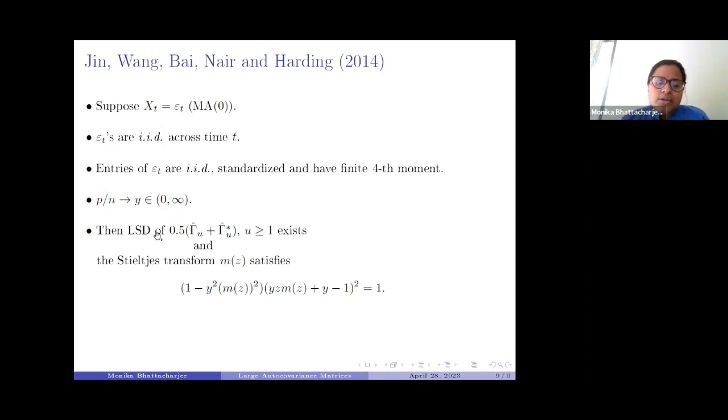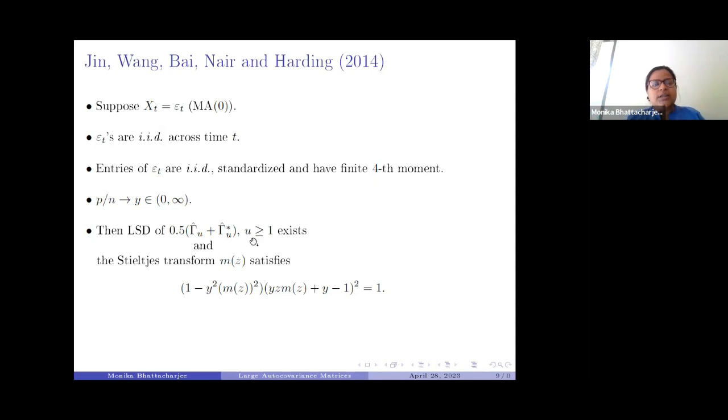So the LSD of the symmetric sum of sample autocovariance matrices for order greater than or equal to 1 exists, and its Stieltjes transform is a solution of this equation. Now you can look at this equation. This is a polynomial of degree 4, so it will have 4 roots, and only one root will satisfy the property of the Stieltjes transform of a probability distribution, and that root will be the solution here.